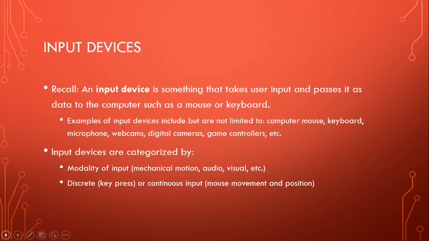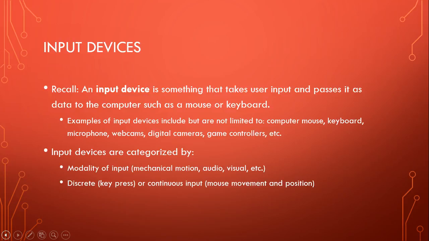Now, input devices are typically categorized by two different things. First is the modality of input. So is it mechanical motion? Is it audio? Is it visual? Mechanical motion, for example, is a game controller. You're moving your joysticks or you're pressing a trigger. Those are mechanical motions. Audio would be something like a microphone. It's capturing your dialogue. Like right now I'm doing the screen recording. The microphone is picking up the audio data. Visual. All right, if you're using your camera, like on your smartphone, you take a picture. That's a visual input.